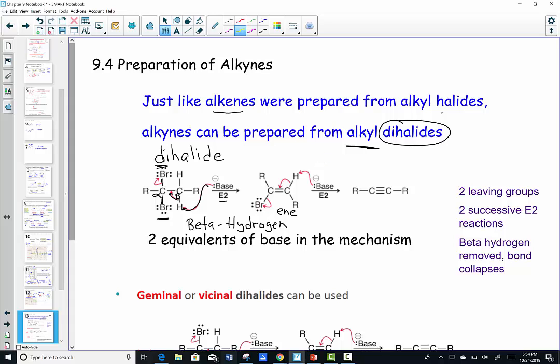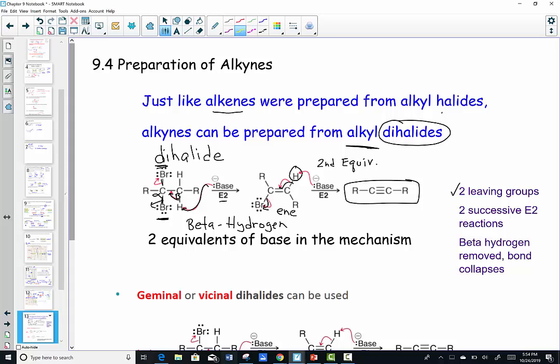In a second step, and you'll literally see on the arrow, a second equivalent of base. A second mole of base now goes after the second beta proton and abstracts it, the bond collapses, and the leaving group leaves. So in a sequence of 2 steps, each of the halogens is lost as a leaving group, and we're left with an alkyne.